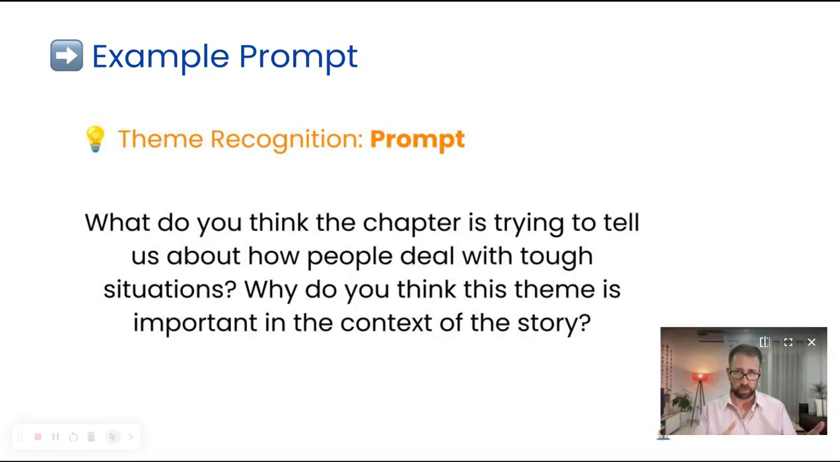Again, as the year progresses, I may actually then lift these prompts and simply say, this week is a theme recognition reading response. Create your own prompt and respond to it that way. So as they develop confidence in their reading response skills and their written expression, I will often remove some of the scaffolding and see what they can produce on their own.